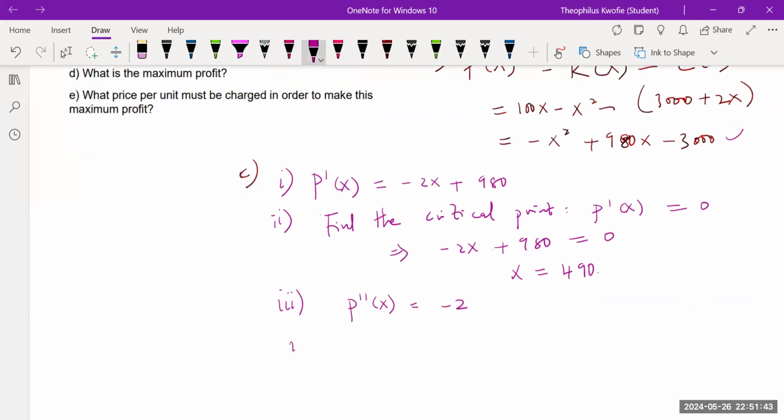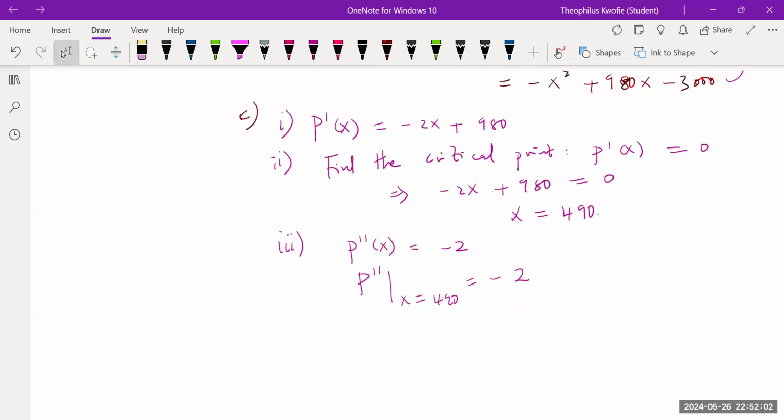Then the third thing is that we evaluate this second derivative at the critical value, which is 490, which will still give us minus 2, right? Good, good.